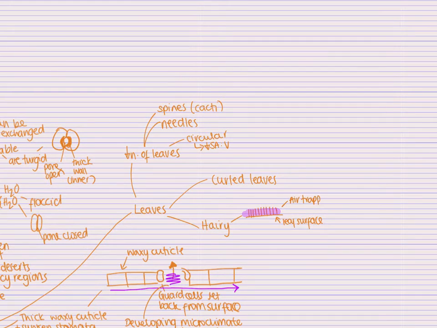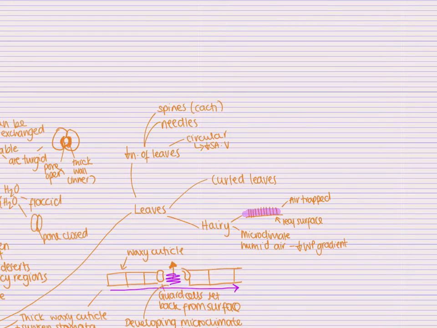And again, like those sunken stomata, we get a microclimate. And that microclimate is of humid air. It just collects in there, it holds it, and it's going to reduce the water potential gradient between the inside and the outside of the leaf, which is fantastic because it's going to minimise water loss while enabling the exchange of gases into and out of the plant.